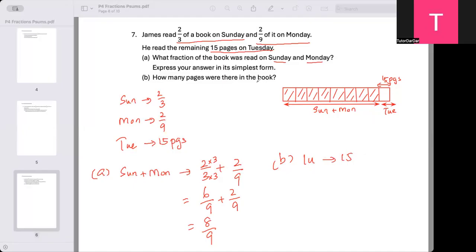So how many units do we have? How many pages were there in the book? Total is 9 units. This is total. So what do we do? 9 times 15 equal to 135. So 15 times 9. 9 times 5, 45. Put 4 there. 9 times 1, 9. 9 plus 4, you will get 13. So here, 135. That is the answer.